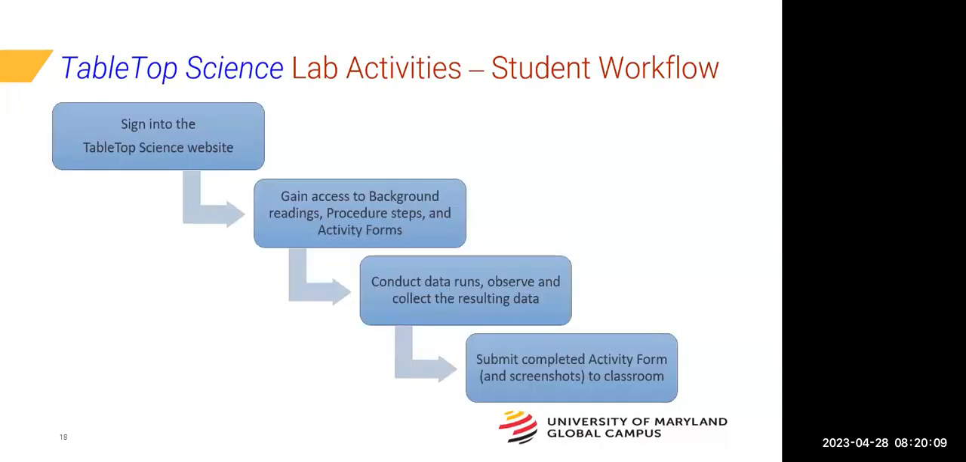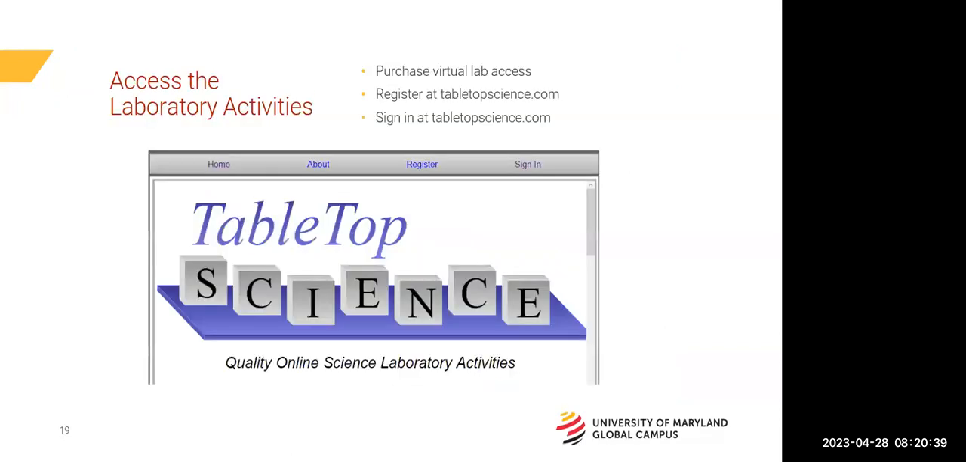And so the student flow is they sign into the website and they get access to the background, the procedures, the activity forms. They do the data runs, make the observations, collect the data, populate those into the data tables in the activity form, and then they would answer the questions on the activity form. Also providing the screenshots of the labs, and I'll explain to you why that's so important in a second, and submit all of that to the instructor.